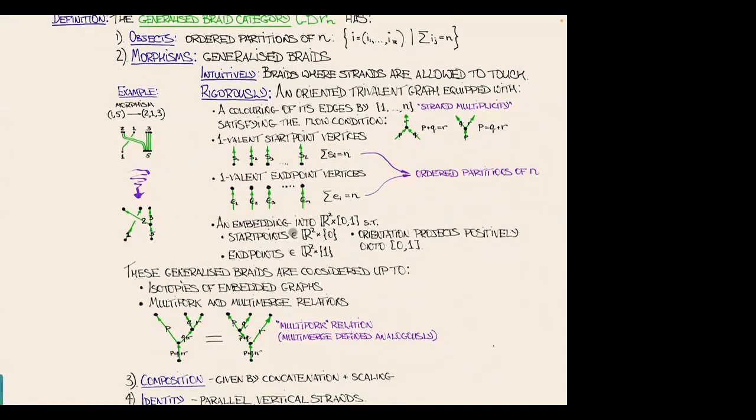So these generalized braids, these oriented trivalent graphs embedded into this three-dimensional space, are considered up to two things: isotopies of embedded graphs and multi-fork and multi-merge relations. These are relations we impose by force, which tell you that if you have a strand of multiplicity p plus q plus r, then splitting off first a strand of multiplicity p and then a strand of multiplicity q is the same thing as first splitting off a strand of multiplicity r and then splitting off a strand of multiplicity q.